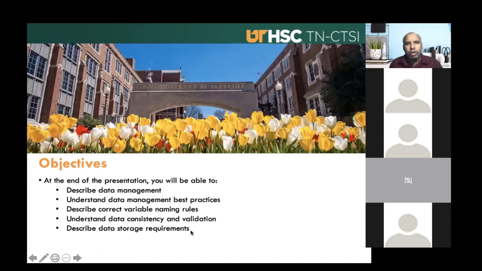So at the end of this presentation, you will be able to describe data management, understand data management best practices, describe correct variable naming rules, understand data consistency and validation. We'll also discuss metadata that are important to accompany data when you transfer for analysis. And we'll also describe data storage requirements.